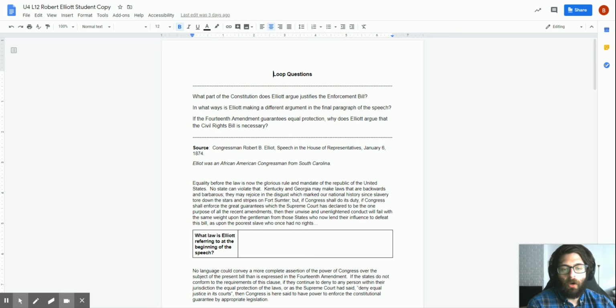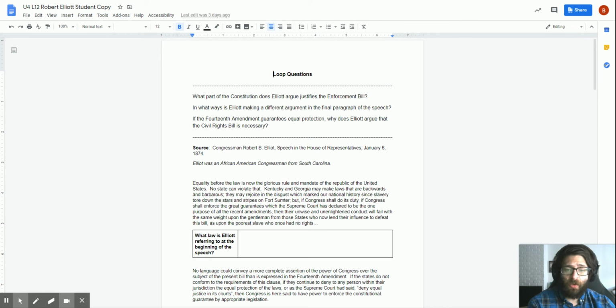Okay, here are your sources, or a source rather, for the Robert Elliott lesson. As you can see, as opposed to the guiding questions which you have when there are multiple sources, we have our loop questions. So we only have one source, the speech that Robert Elliott gave to Congress. What we can see is we have these three questions that we should read and we should try to answer with each read through of the source.